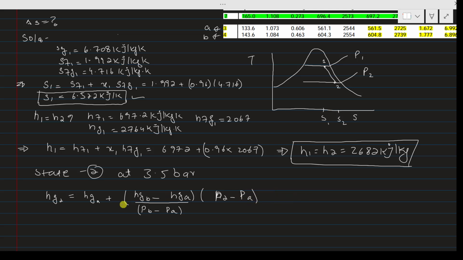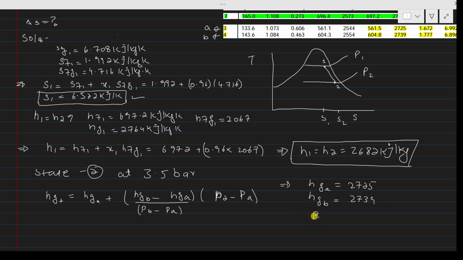Here I am writing the corresponding value from these steam tables, so you can clearly understand how you will use the interpolation formula. The Hga value is 2725. I am not writing the units, just writing the values. And the Hgb value is 2739 kilojoule per kg.